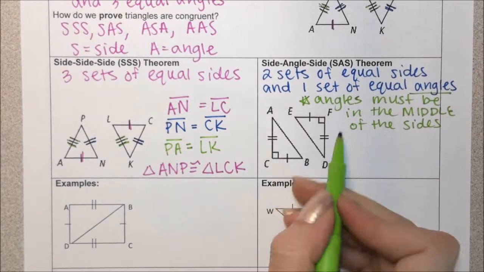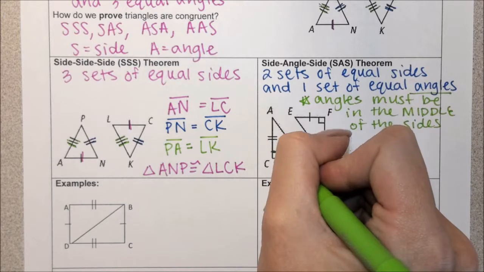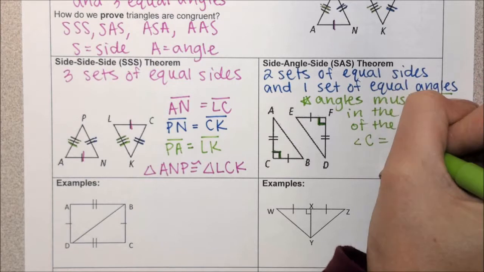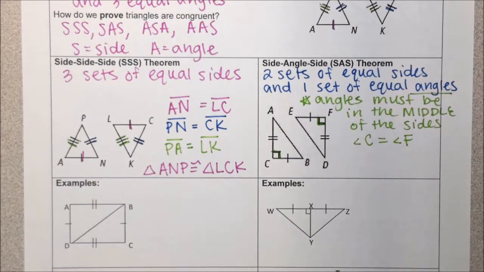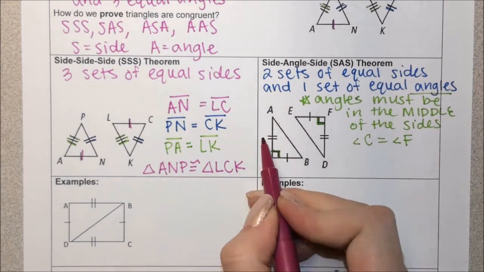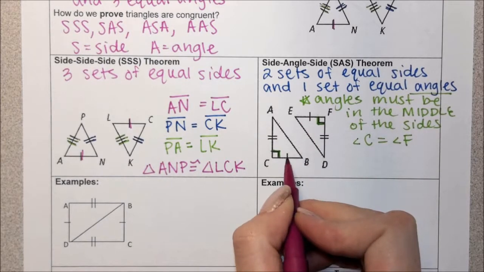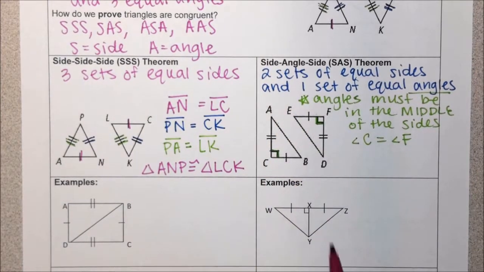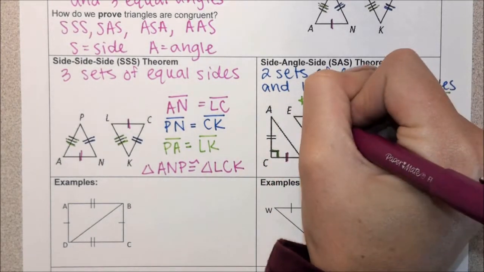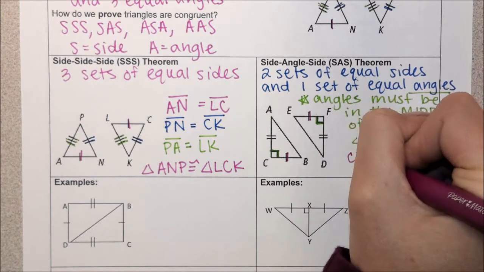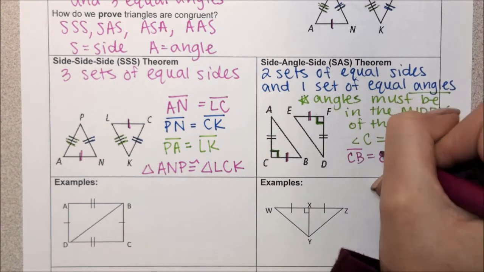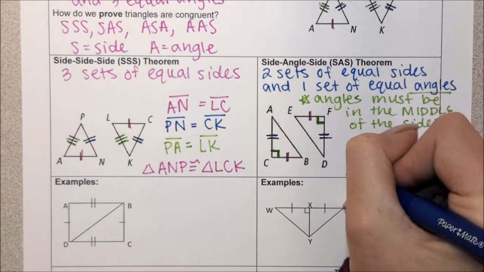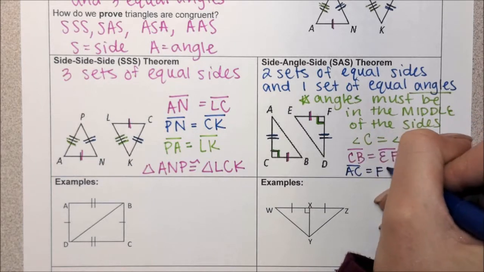So if we take a look at our picture over here, I see that this angle is given to me as they're both 90 degrees. So I see that angle C is equal to angle F. And then sure enough, these dash marks on the sides show me that it goes in the order side, angle, side, which is exactly what I need. So I see that these sides with one dash mark are equal, so CB is equal to EF. And then with two dash marks, those are equal, so AC is equal to FD.